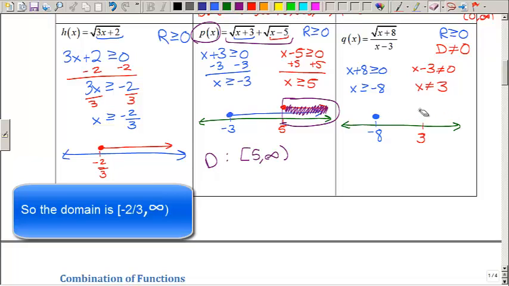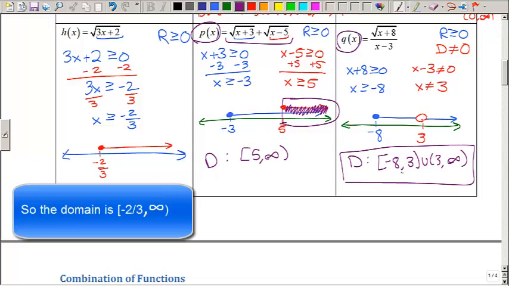So I'm just going to come in and erase the blue line, make it a little bit neater here. I'm allowed to have all values up until 3, but not equal to 3. So the red value would come in and put an open circle right there. My domain for the whole function q of x includes negative 8 until 3, union 3 to infinity. Notice I'm not allowed to include the 3, so I use parentheses on the 3. And that's my domain, having both types of excluded values in the same function.